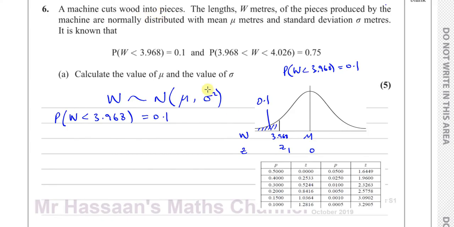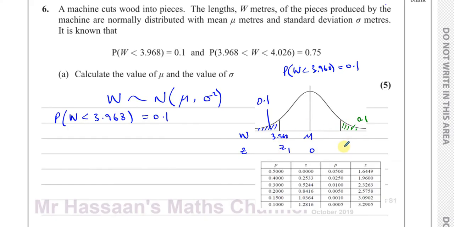So when we're dealing with areas like this, we've got to think about the symmetry of this normal distribution curve. I'm going to think about that same area, but on the other side of the diagram. So I'm going to draw a line like this. Now, this is symmetrical, so this area is also 0.1. So the Z value I find here is the negative version of that Z value.